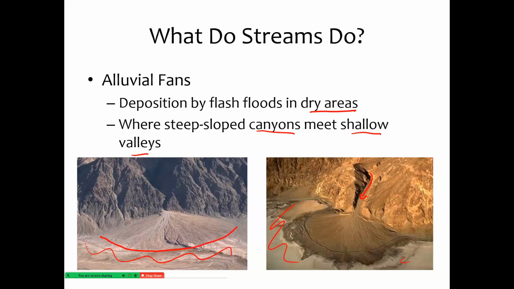So here's a fan here, right, meeting there, fan shaped, deposits that can have all sorts of particle sizes in them.